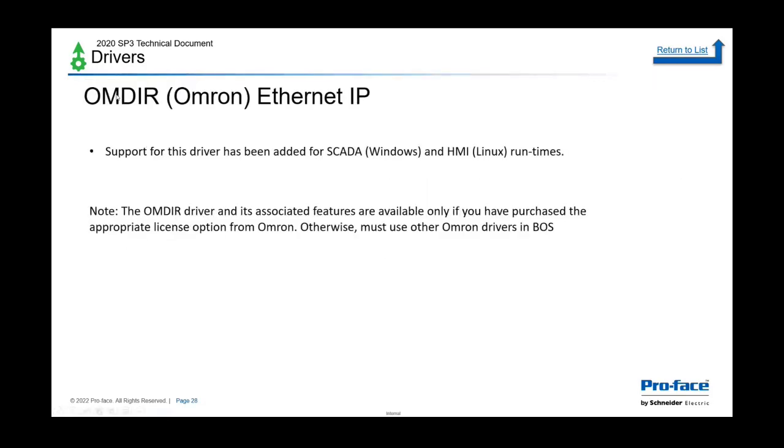All right. Next one is the Omron. Basically, this is referring to the Omron EtherNet/IP driver, right? This driver was previously just in Windows, and now we've added it into the Linux EdgeBox HMI runtime. A note about this driver is that it only works if you buy a license from Omron. Depending on what country you're in, you may or may not be able to get that from Omron. If you cannot get this driver, there are other Omron drivers that you can use, but you can't do the tag-based EtherNet/IP driver, unfortunately, without that license from Omron. Okay.